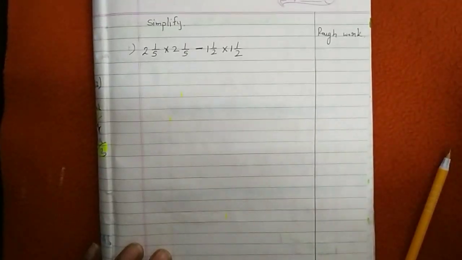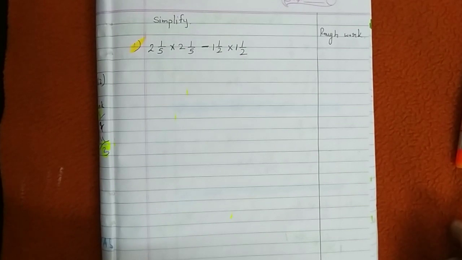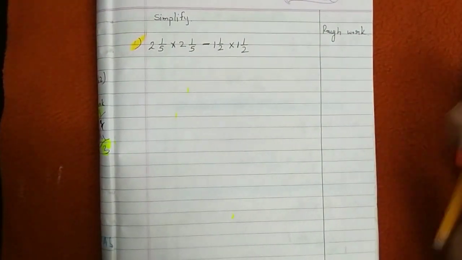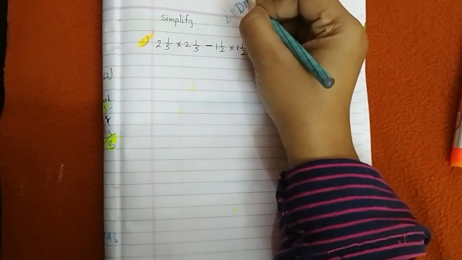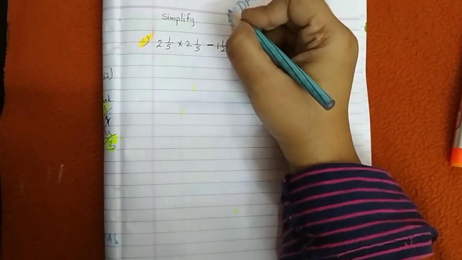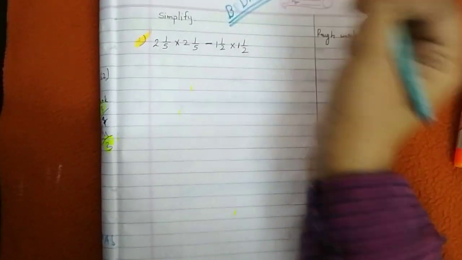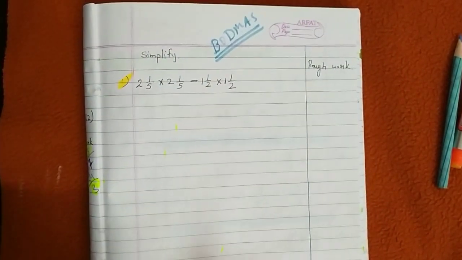Now children, let's take one more example. Last example, simplify. How? Again children, remember BODMAS. Everything is there. Bracket, of, division, multiplication, addition and subtraction. Always keep this in mind. Okay, it will help you.